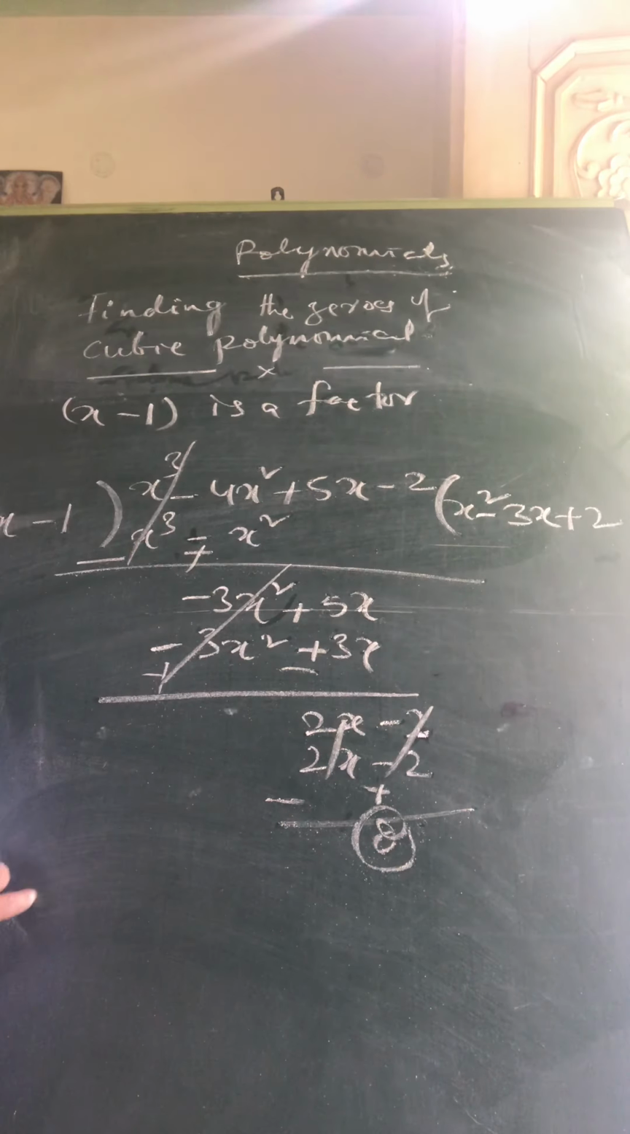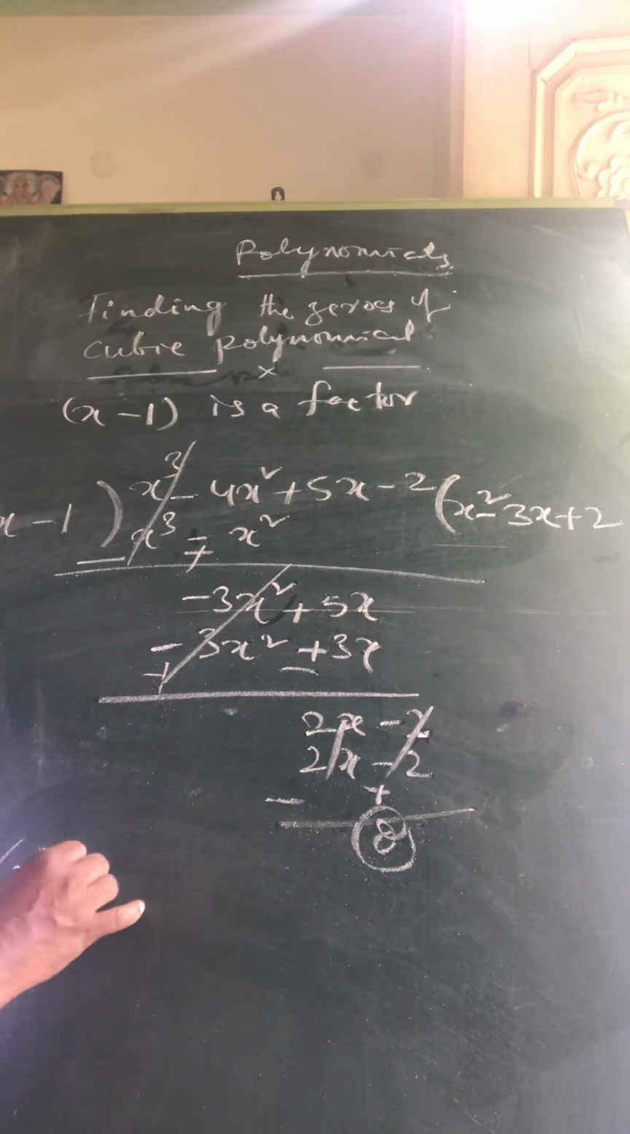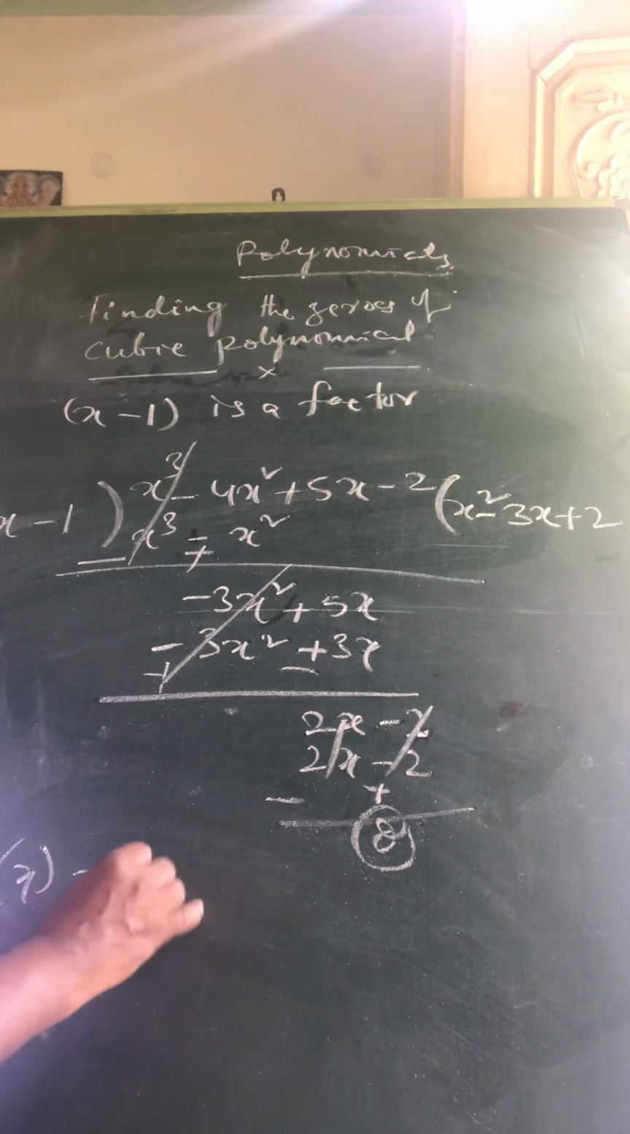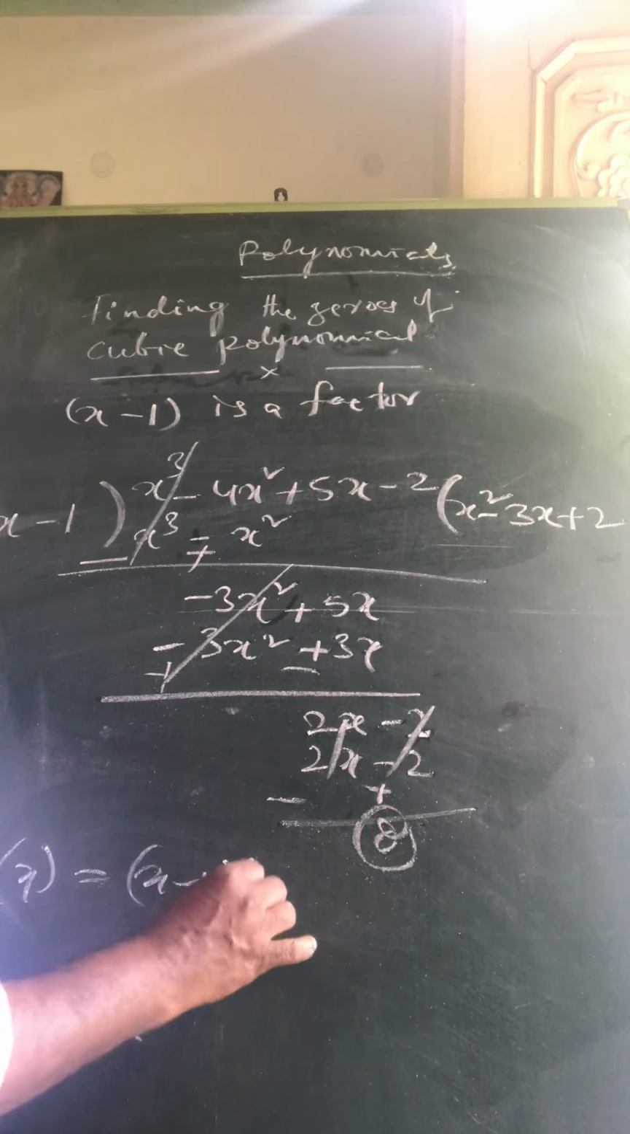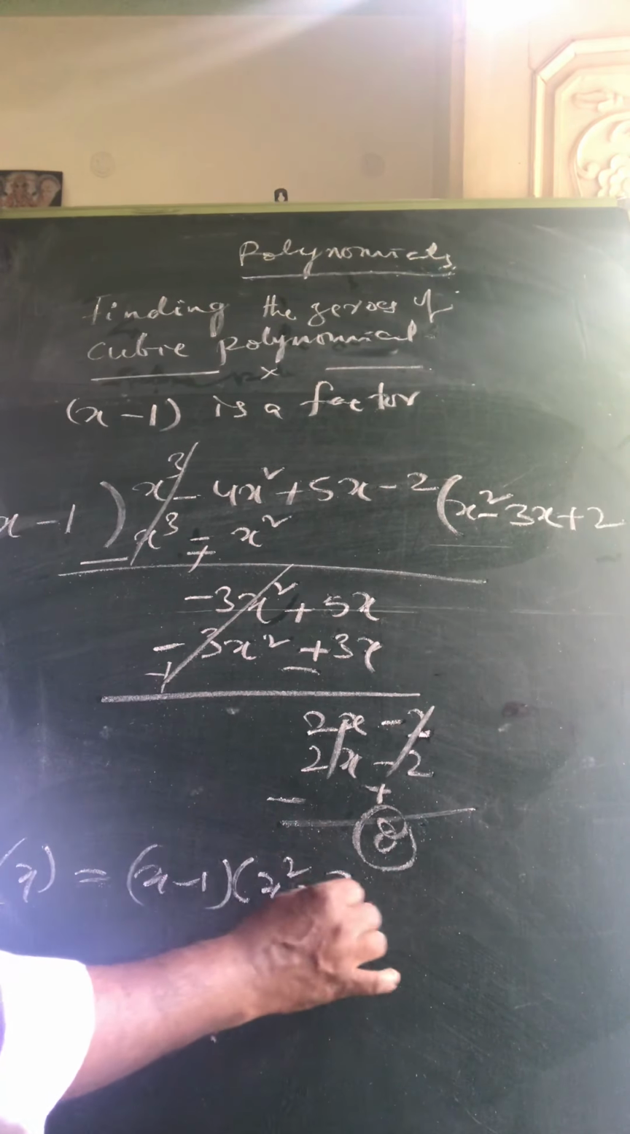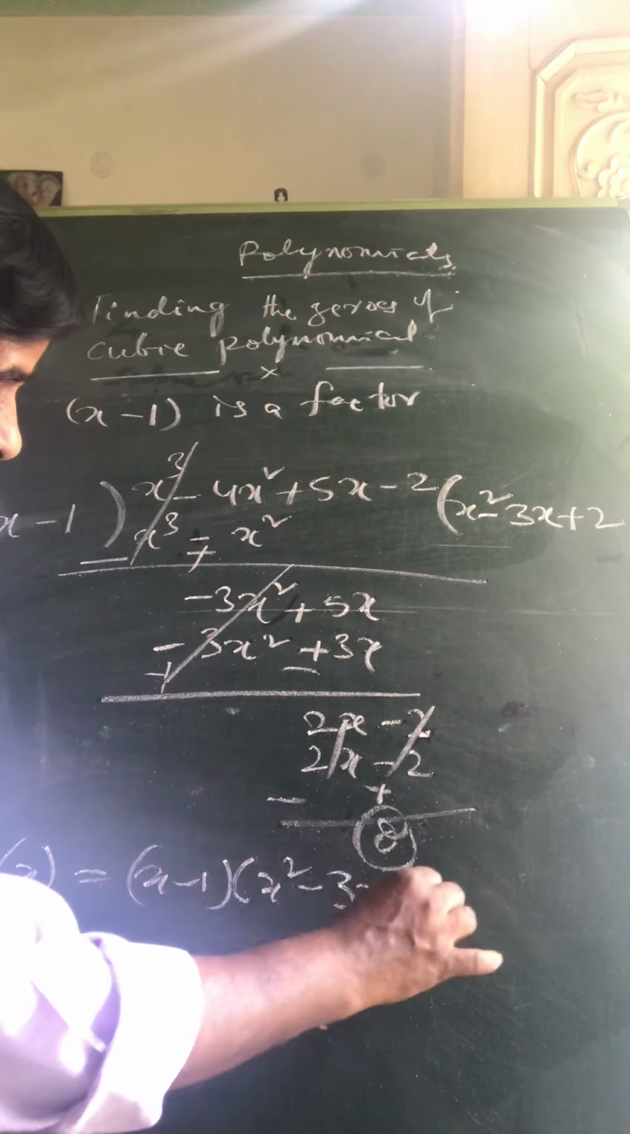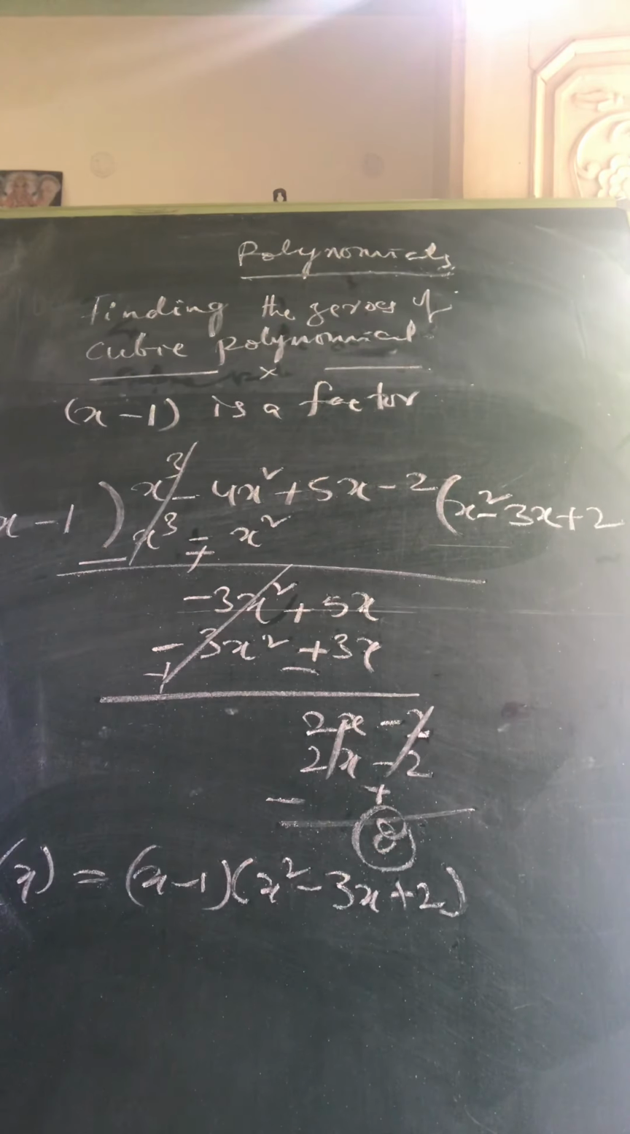So that polynomial, we are writing here, p of x is equal to x minus 1 into x square minus 3x plus 2. Now we got the two factors here. One is the linear polynomial and the other one is a quadratic polynomial. Now we have to find the zeros of this quadratic polynomial.